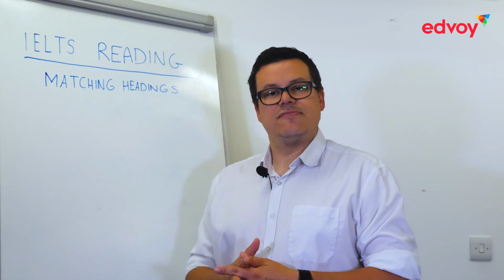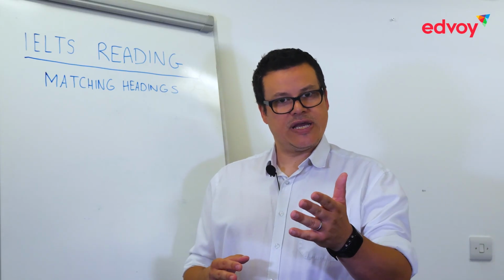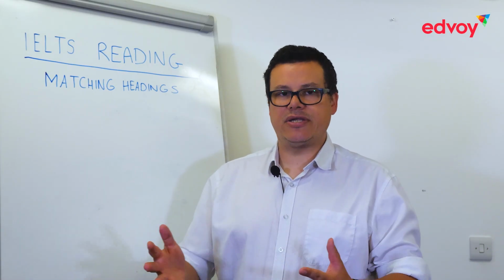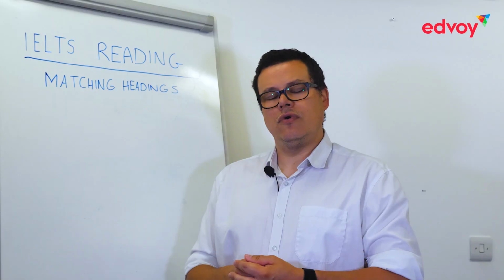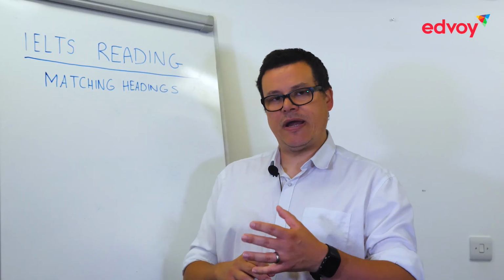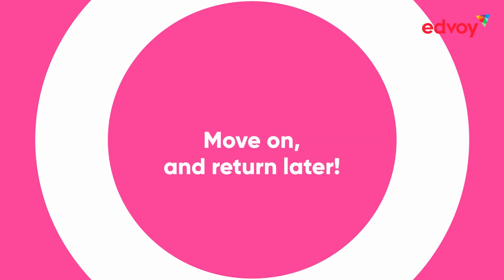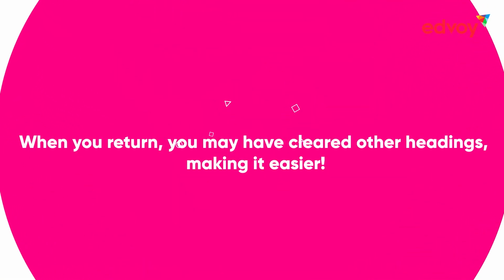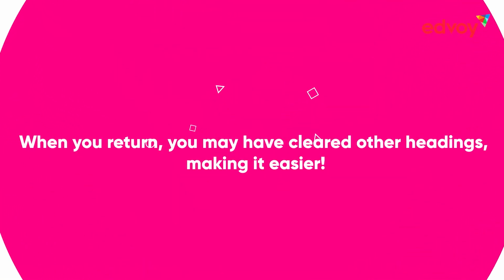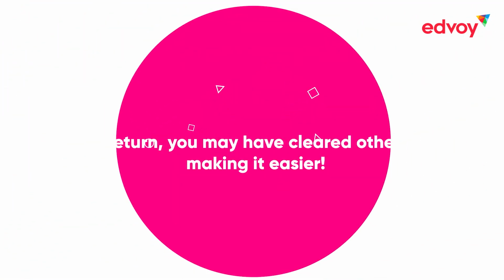Now that you've read the headings and thought about what the paragraphs or sections might talk about, it's time to match them. Don't forget, your notes that you previously made next to each paragraph will help you here. If you're finding a particular paragraph difficult, don't waste any more time on it. Move on to the next paragraph and then come back to it. It might be that by the time you come back to it, you may have already crossed off other headings, which would then make it easier for you to choose your answer.